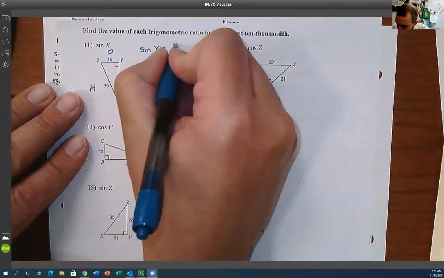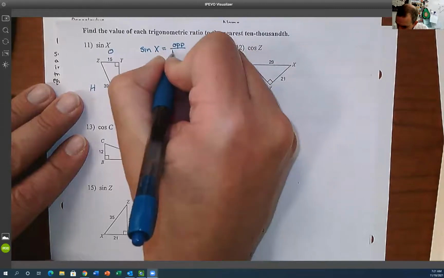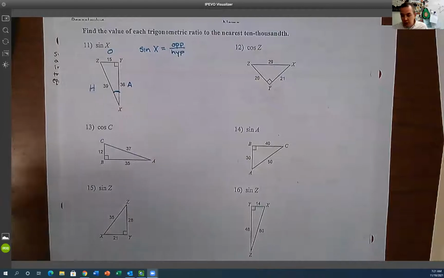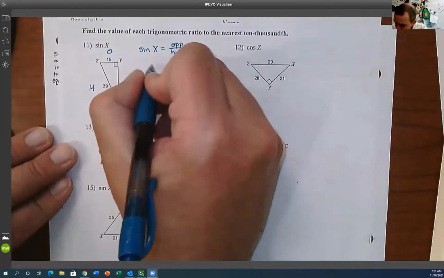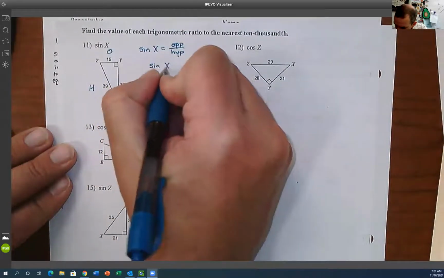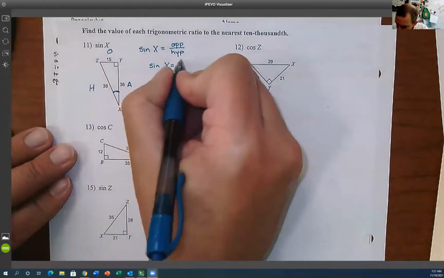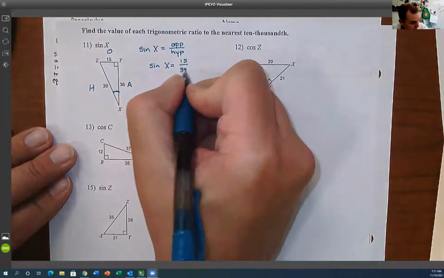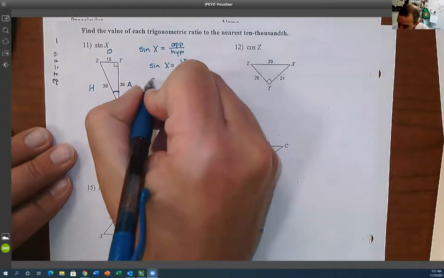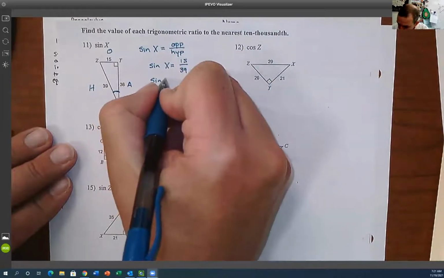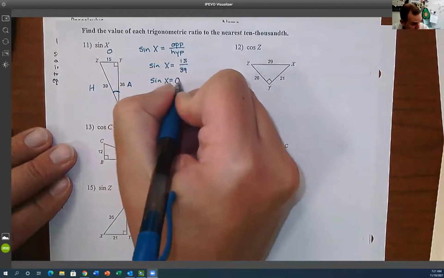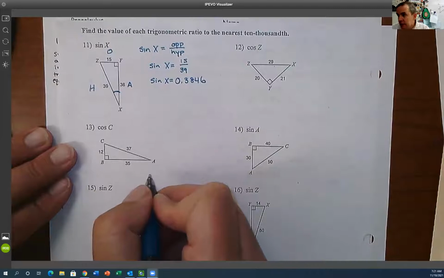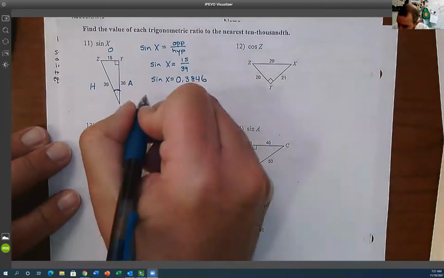So it's asking me for sine X. Sine X is opposite over hypotenuse, so SOH. And what you're going to do on that one is the ratio of the sides. So in this case, sine X is going to equal the opposite side 15 over the hypotenuse 39. You're going to pick up your calculator, and to ten thousandths, that's 4 decimal places, sine X is going to equal 0.3846 in your calculator.